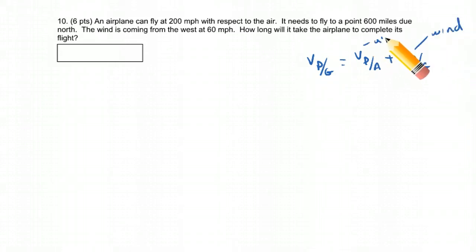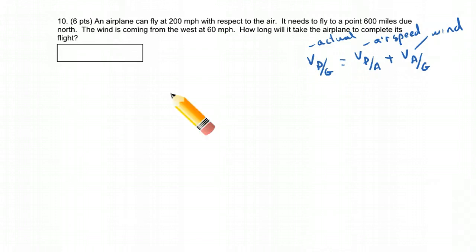The general equation we have talked about is the velocity of the plane with respect to the ground is equal to the velocity of the plane with respect to the air plus the velocity of the air with respect to the ground. So this is the wind, this is the airspeed, and this is the actual speed. And we need to relate that to the displacement, and so we can calculate the time.